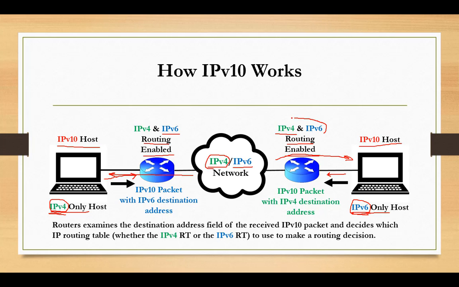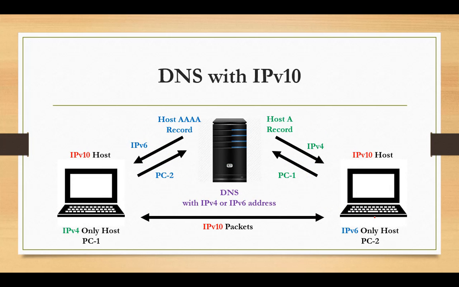IPv4 and IPv6 routing must be enabled on all routers so they can forward the IPv10 packets. And this is how IPv10 works. It allows IPv4 only hosts to communicate with IPv6 only hosts and vice versa. Let's see how IPv10 works with the DNS.